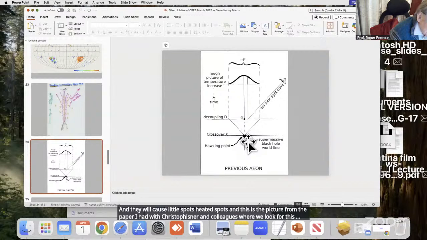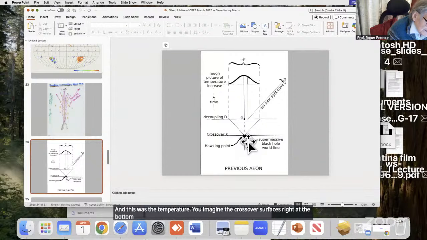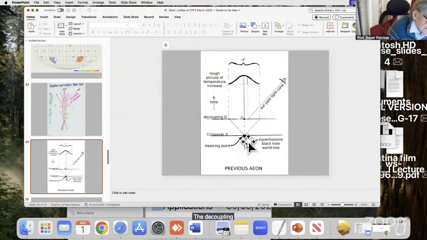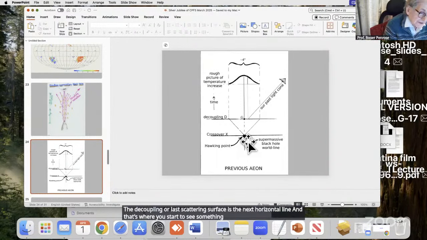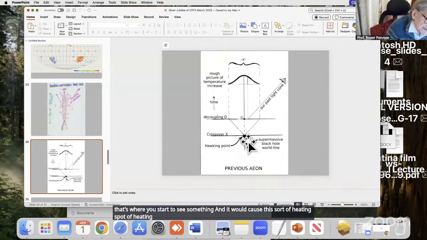And this was the temperature. You imagine the crossover surface is right at the bottom. The decoupling or last scattering surface is the next horizontal line. And that's where you start to see something. And it would cause a sort of heating, a spot of heating. And we do see these spots.